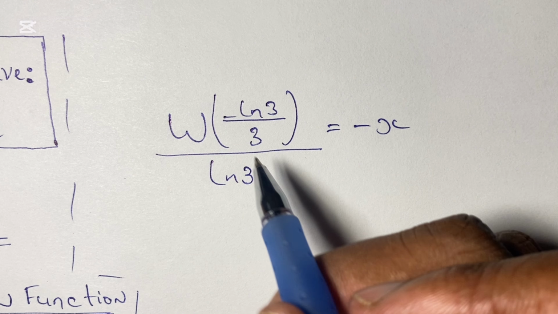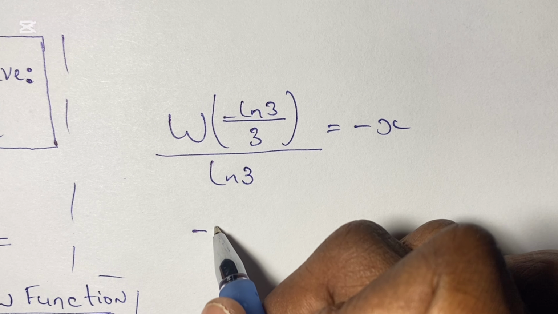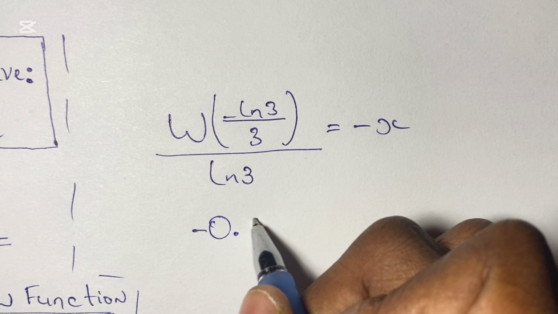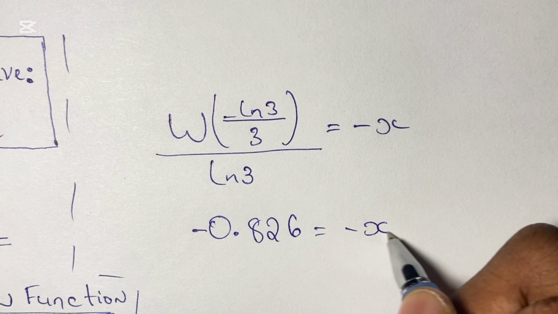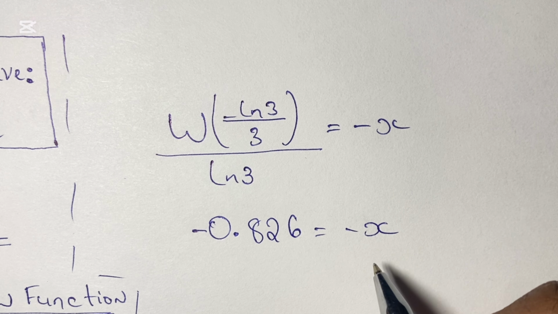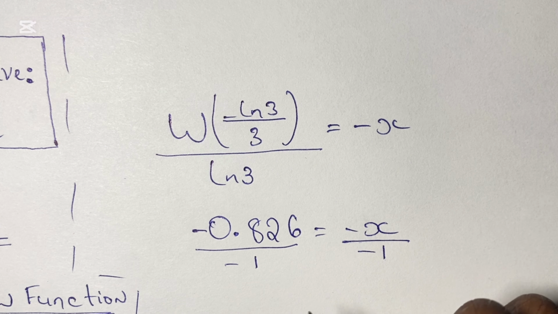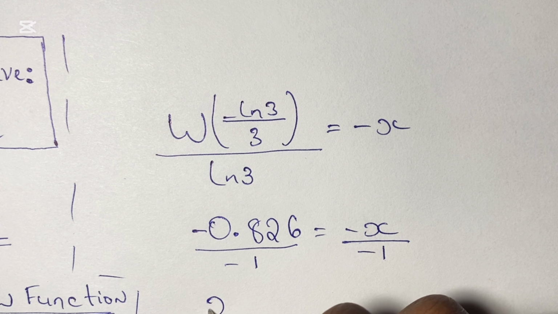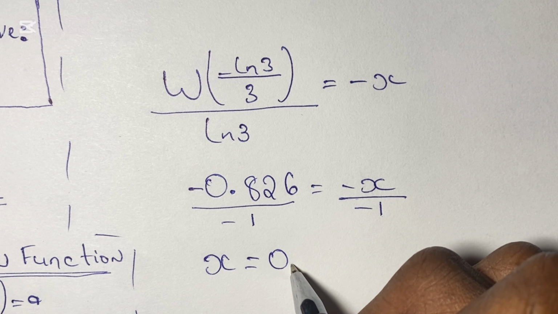So this value that we have on the left hand side of the equation, we said that that is approximated as negative 0.826. So writing this to 3 decimal places. And this is equal to negative x. To solve for x, we now can divide both sides by negative 1. So from here we know that x is equal to 0.826 as our final solution.